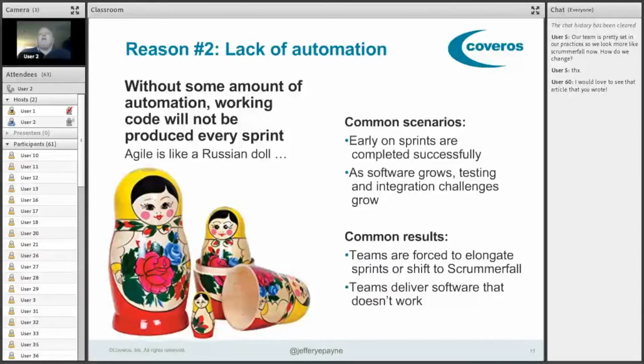Common results, things we just talked about, in Scrum-fall. Teams will be forced to elongate their sprints. So this is another reason why you often see sprints grow, because no automation is being done for dev and test. Or we shift to a Scrum-fall model where the teams just say, I can't figure out how to make this all work in Agile. Let's just do it the way we used to do it inside of our sprints. The reality is, whichever one of these happens, you're going to get code that doesn't work eventually, and it means you're going to be behind.